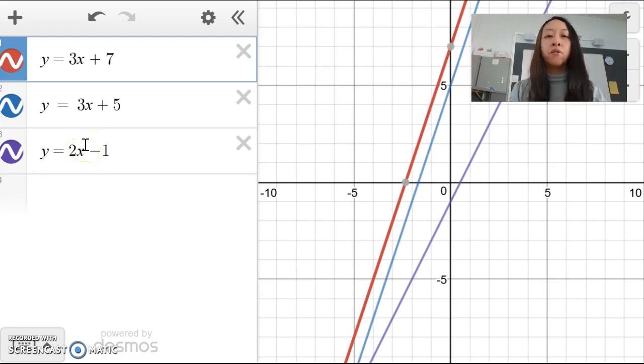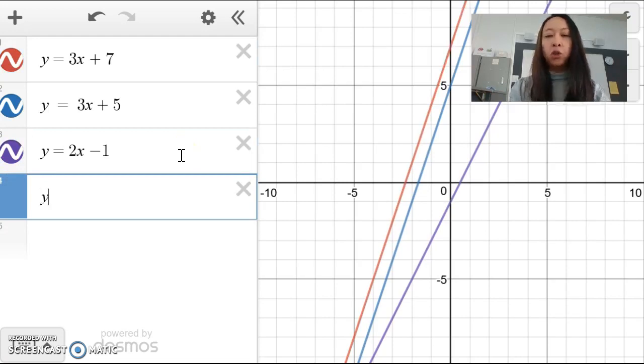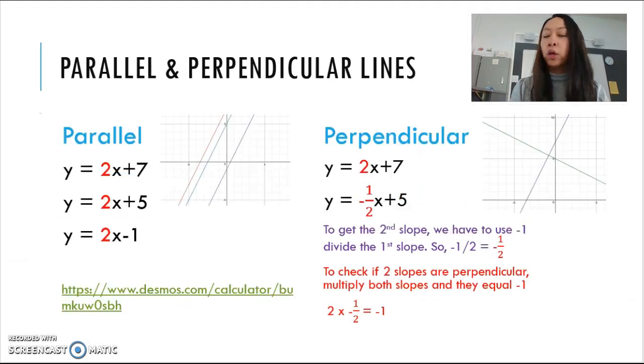So if you want to have a line that is parallel to the red and blue line, all you have to do is have a 3 as the value of your slope. So even if you put a 3x, can you see that the black line and the red and blue are parallel? Now that you understand parallel, we go to perpendicular lines.